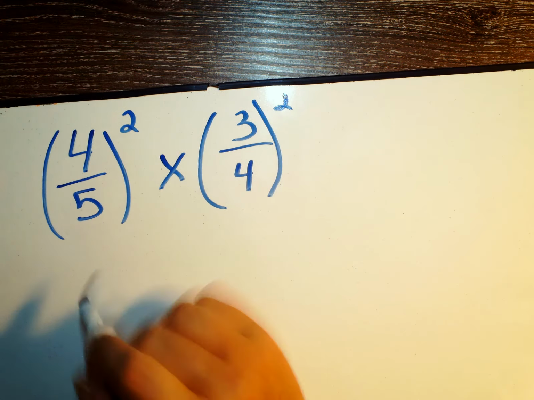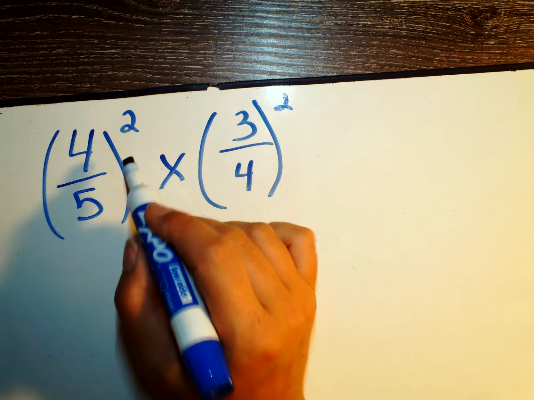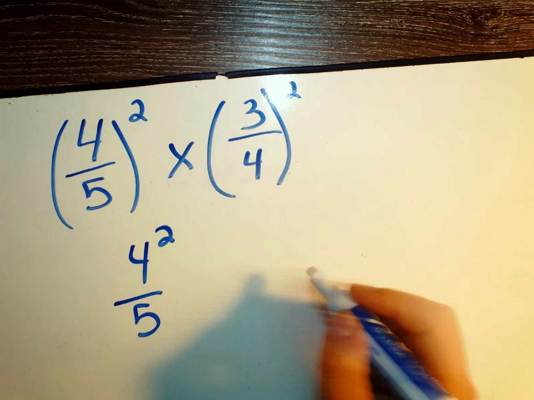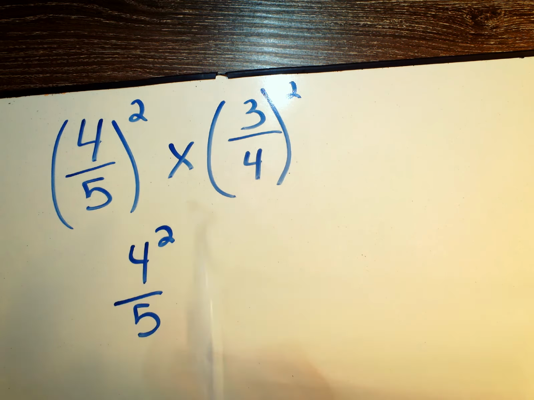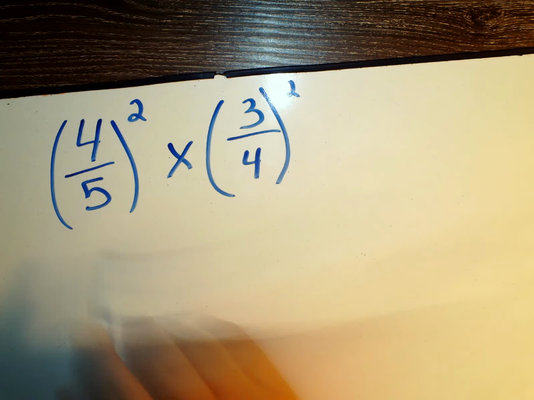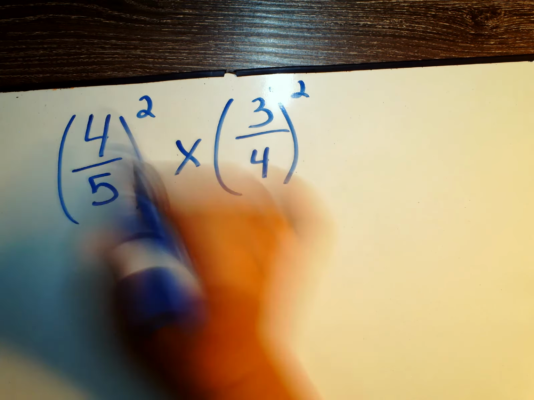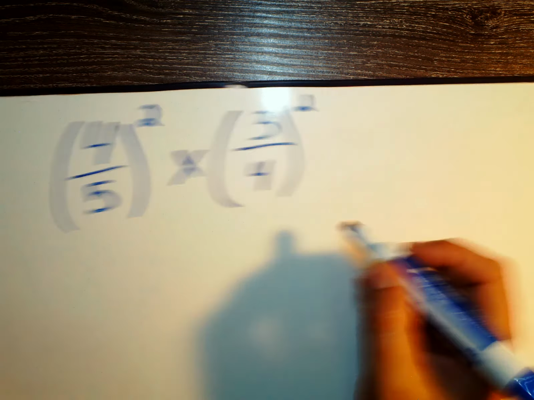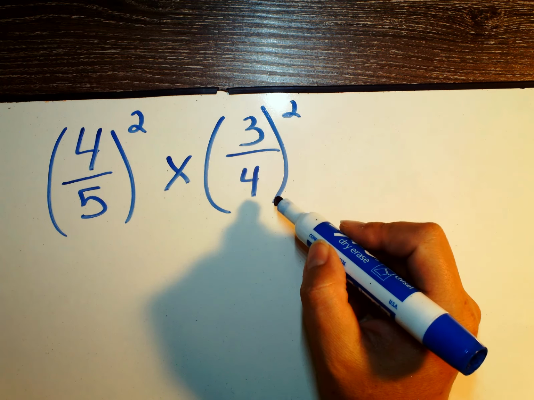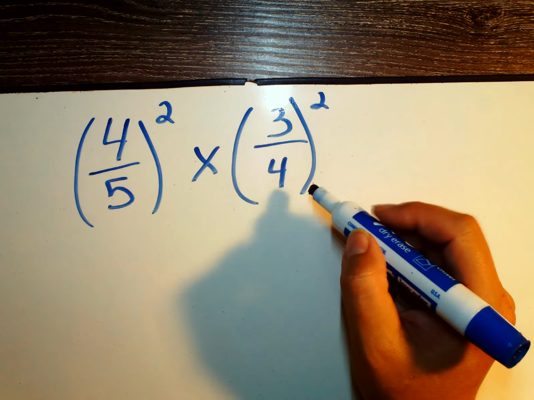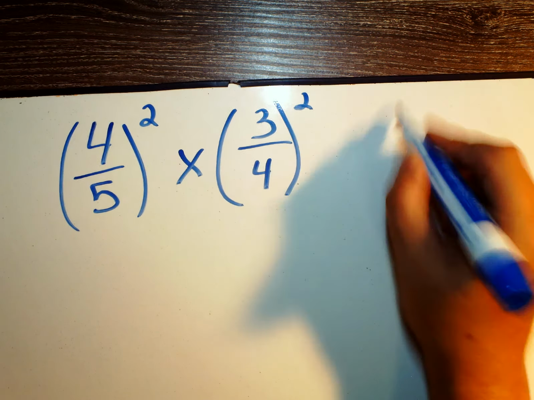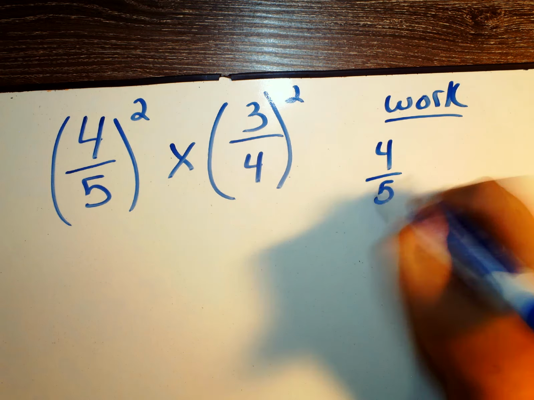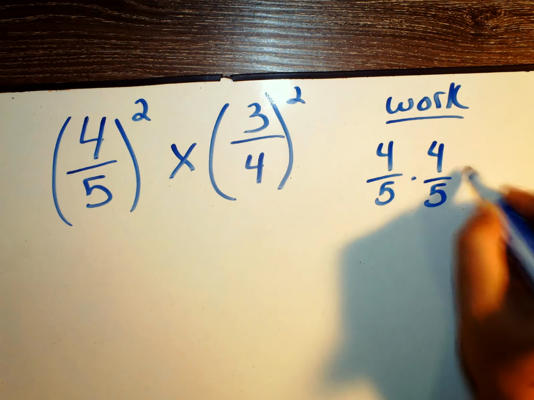So it has to be in parentheses because it's talking about the entire fraction. If it looked like this, you would be just saying you're doing 4 squared, but that's not the case here. What this is saying is you're taking the whole fraction and you're doing 4/5 times 4/5. And this is saying 3/4 times 3/4. So we're going to do each one of these. So we're going to do our work on the side.